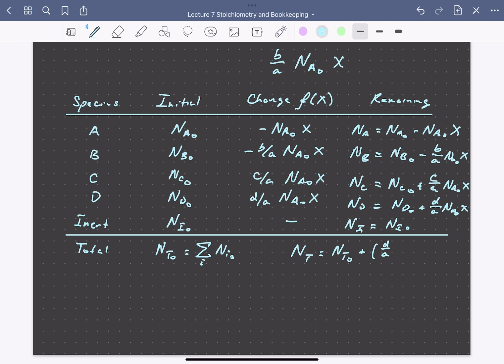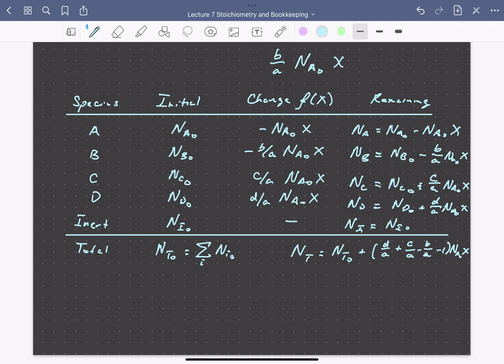So if we have a higher number of moles of products than reactants in our stoichiometry, there's going to be an increase in number of moles as the reaction proceeds. Conversely, the total number of moles will decrease as the reaction proceeds if the total stoichiometric coefficients of the reactants are larger than those of the products.